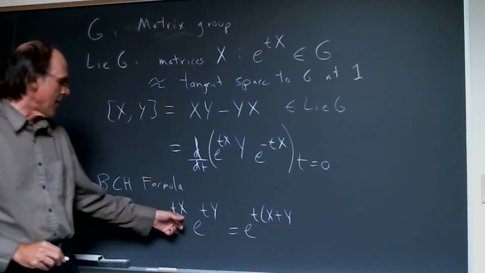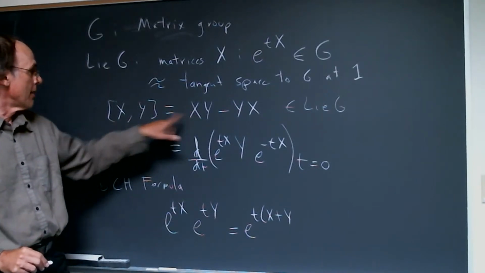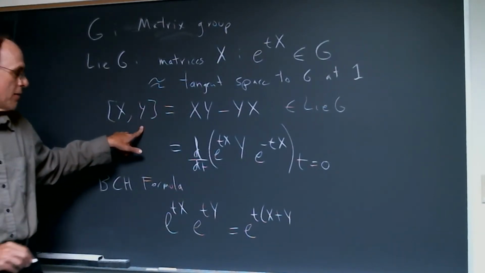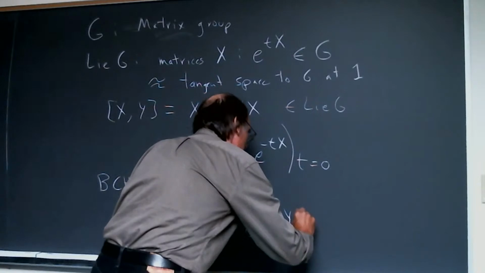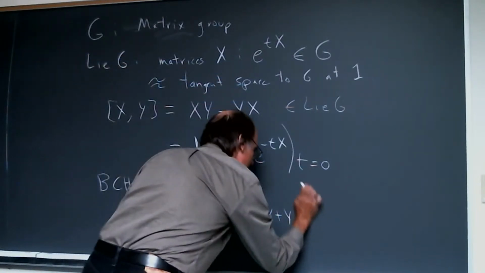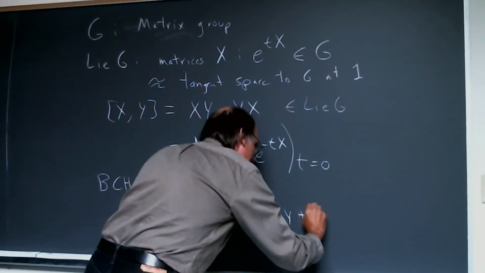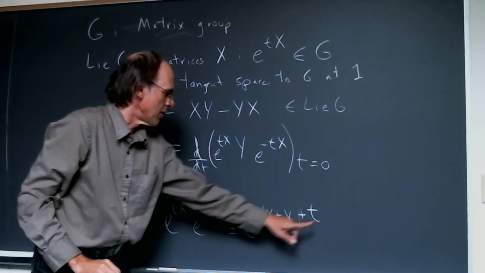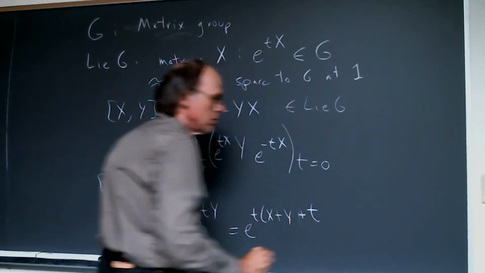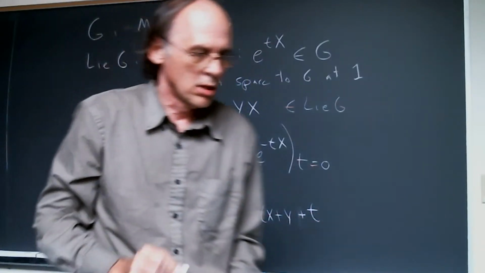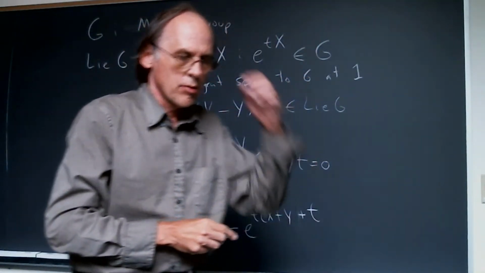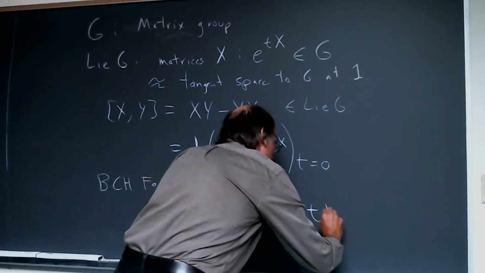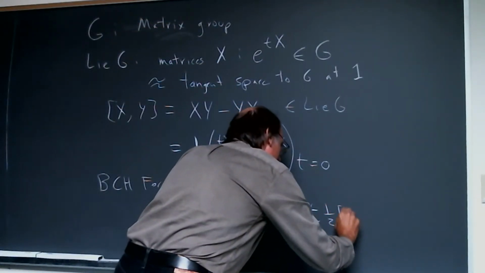But if x and y don't commute, if this commutator is not 0, then in the next order you get a t squared term, which has a half, and then the commutator of x and y.